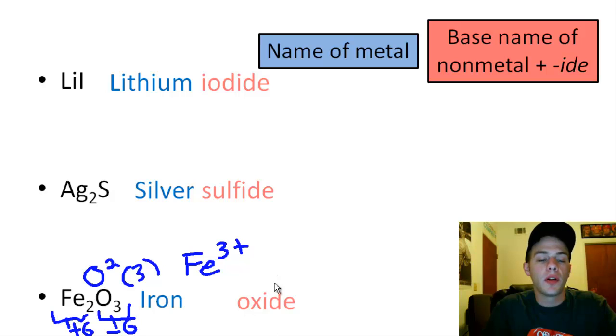But then in the middle, we're going to put a Roman numeral in parentheses. And what this Roman numeral tells us is the charge of the cation. So this stuff is called iron(III) oxide. Notice that the Roman numeral does not tell us how many cations there are. There are 2 cations in this formula unit. Instead, the Roman numeral tells us the charge of the cation. So Fe2O3 is iron(III) oxide, not iron(II) oxide, okay?